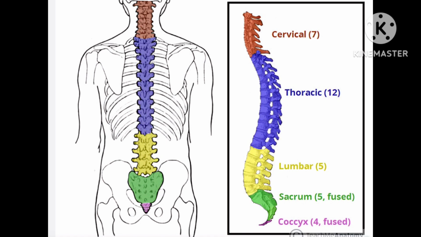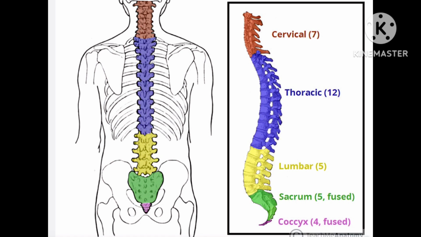Now we'll move to the thoracic vertebra. There we have 12 vertebra, which can be called T1 to T12. So T1 to T12 are all thoracic vertebra. Now we'll move down to the lumbar region. In the lumbar region we have 5 vertebrae, named L1 to L5: L1, L2, L3, L4, L5. Then we move down to the sacrum and coccyx.